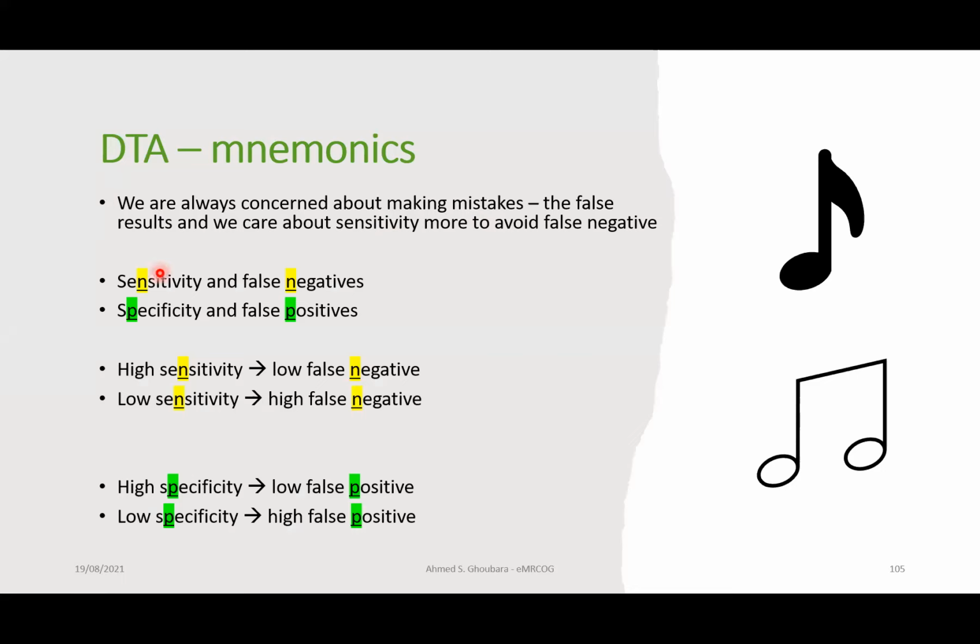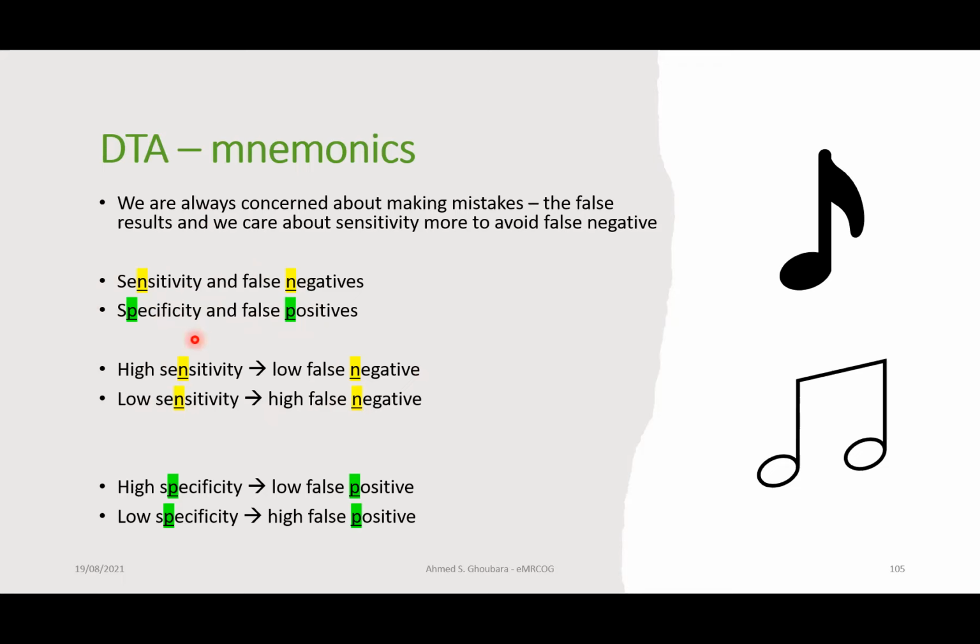So sensitivity goes with false negatives, and specificity goes with false positives. So N for N and P with P. High sensitivity, low false negative. Low sensitivity, high false negative. Sensitivity has a lot to do with the negatives, and specificity has a lot to do with the positives. Sensitivity and false negatives, N for N; specificity with false positive, P for P.